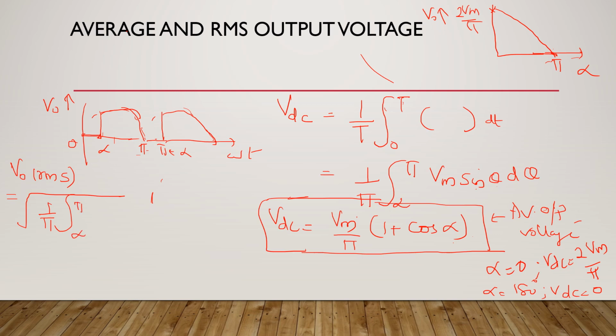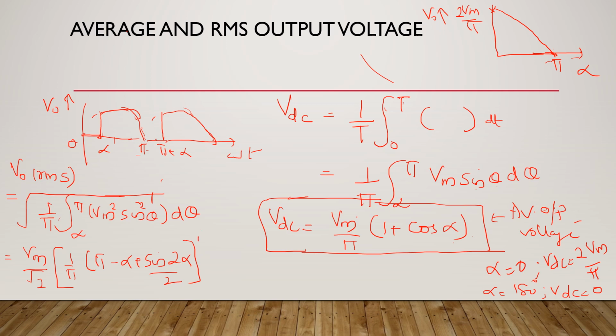So what is the square? It is Vm squared sine square theta d theta. So root of mean of the squares is taken. And when you are doing this, you can integrate it. You can use sine square theta as 1 minus cos 2 theta by 2, put the limits and integrate. You will be getting an expression like this: Vm by root 2 into 1 by pi into pi minus alpha plus sine 2 alpha by 2, the whole raised to half, or square root of this. Right, so this is the expression for the RMS value.